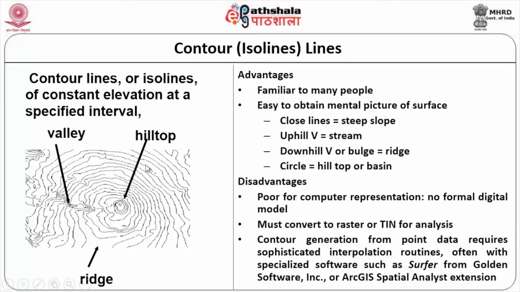So, what are the advantages of your contours, and how can you see here what is a valley, what is a hilltop, what is a ridge? Of course, you can understand when you can read a contour map. What are the advantages of creating a contour? It is always familiar to many people. You do not have to tell how it is there. As I was showing you previously, the closer the lines are, the steeper the slope, the more it appears like a V. You can see here V, it is a stream. If I have the same thing downhill or along the bulge, this will be a ridge part. If it is the topmost point, that is a hilltop.